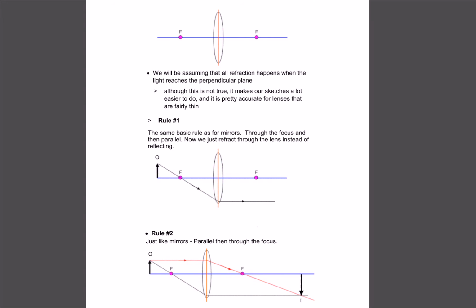So when we're drawing these diagrams, we basically do the exact same thing, and we only worry about the center of the lens. We don't have to worry about the actual rest of it. So if we have our object there, Rule 1: for mirrors, we went through the focus and it bounced back parallel. So we go through the focus again, but now instead of bouncing back, it's going to refract through the lens, so it goes through the lens parallel. And then Rule 2 is the opposite. If we go parallel to the lens, it'll refract and go through the focus point. And then you can see where these two lines intersect. That is where our image is.